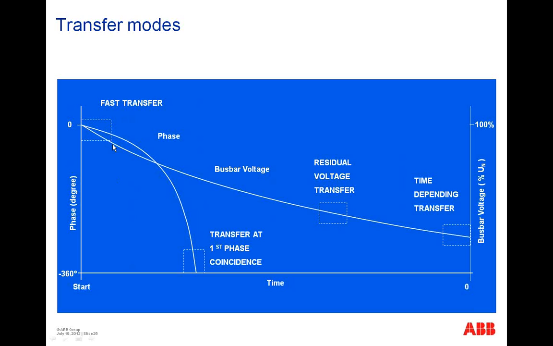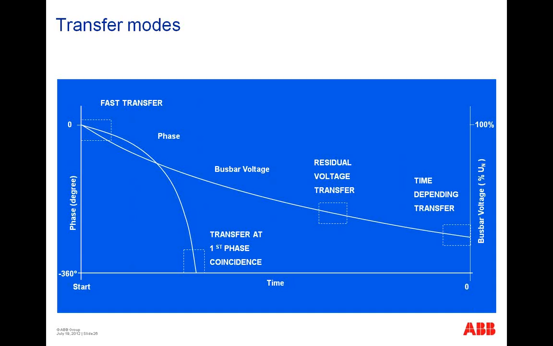But it could happen that the initiation signal comes too late. Then the busbar voltage is below 70%. Then we no longer have the conditions for the fast transfer. Or the phase angle is more than 20 degrees. Then we no longer have this kind of synchronous conditions for the fast transfer mode. Then it's not allowed to give the commands to both breakers simultaneously.